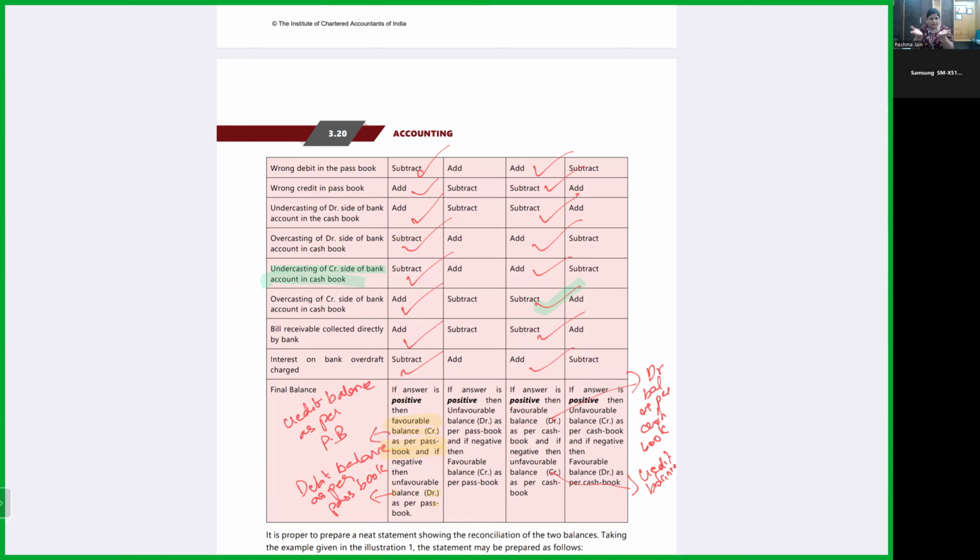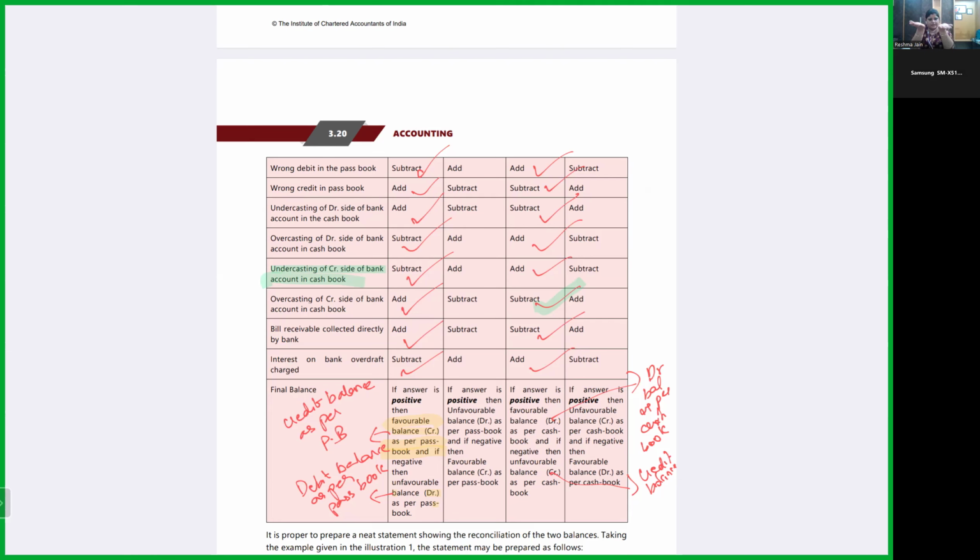Overcasting of the debit side of the bank account in the cash book. Receipt is more, so I have to add it. Passbook also I have to add it. Undercasting of the credit side of the bank account in the cash book: the credit side, payment side, is undercasted. It is like a receipt, so I have to add it back. Overcasting of the credit side of the bank account in the cash book: the credit side is overcasted, so in the passbook also I have to subtract it.